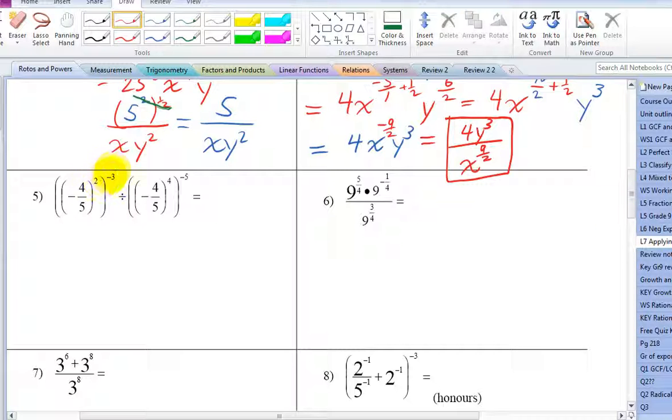First of all, power to a power. How do you fix that? Multiplication. Do that now, please. Don't change the base. Just multiply it in.